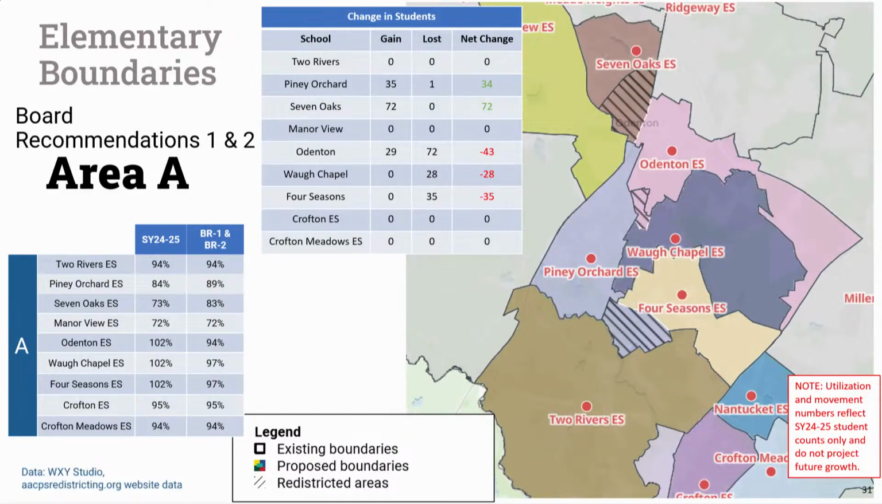At Odenton, 28 students are moved from Waugh Chapel Elementary to Odenton Elementary, and 1 student from Piney Orchard to Odenton. There are 17 Odenton Elementary students who are adjusted to Seven Oaks, a net loss of 43 students at Odenton Elementary and 94% utilization. At Waugh Chapel, 28 students are moved to Odenton and no additional students are gained to get this school below 100% to 97%. At Four Seasons, 35 students are moved to Piney Orchard and no additional students are gained to get this school to 97%. Lastly, there are no boundary adjustments made between Crofton Elementary School and Crofton Meadows.